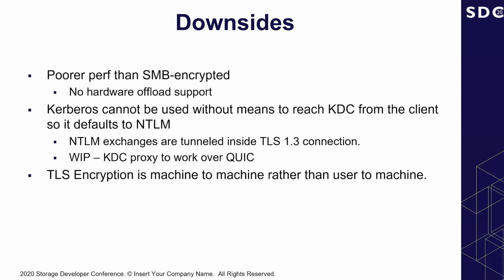Another thing is that the TLS encryption is machine to machine rather than user to machine. In the case of SMB encryption, it is user to machine, whereas TLS encryption is common for all the users on a machine. So there is something that is shared between all the users on the machine.